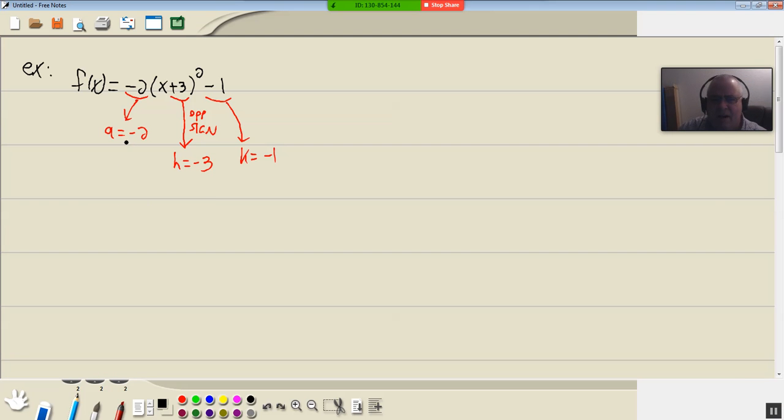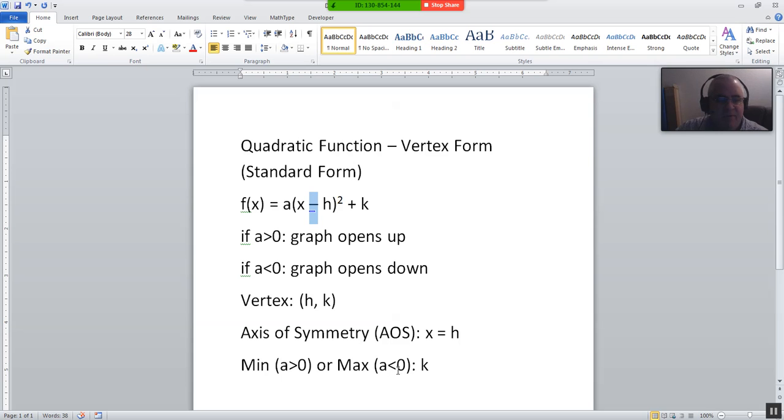Okay, now first off, I know a being negative, it's going to open down. Besides telling me the general shape of the graph, it also tells me I'm going to have a max, because it has a highest point. Remember, if a is less than 0, then you have a max.